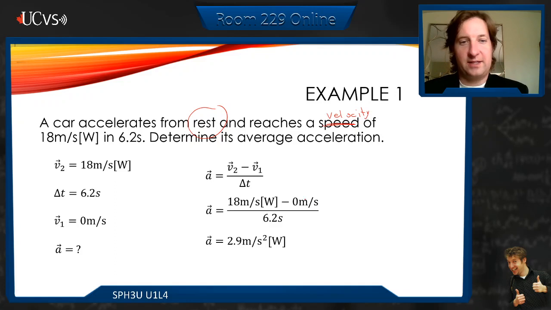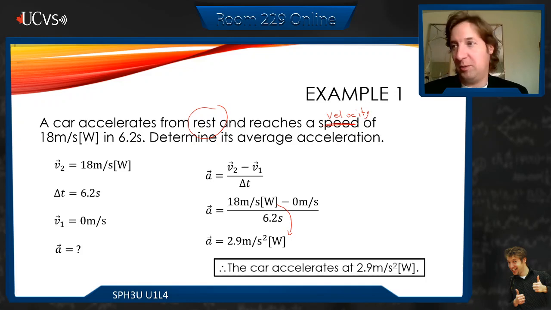This was meters per second, take away meters per second, so the numerator is meters per second west, and divided by seconds, so we're going to get another second in the denominator. Just keep in mind that because we had west in the numerator, our answer is also going to be west. So we can put a nice little therefore statement at the end saying that the car accelerates at 2.9 meters per second squared west.